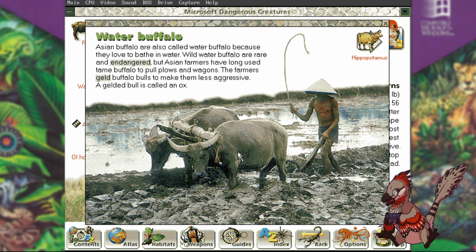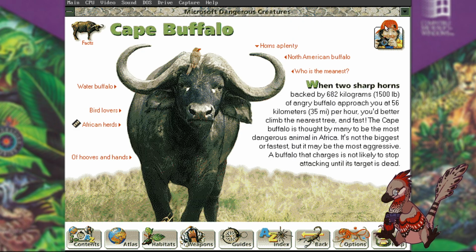Right, say water buffalo. Asian buffaloes love the water. That's why they're called water buffaloes. Asian buffaloes are also called water buffalo because they love to bathe in water. Wild water buffalo are rare and endangered, but Asian farmers have long used tame buffalo to pull plows and wagons. The farmers geld buffalo bulls to make them less aggressive. A gelded bull is called an ox. All right. That is good to know.